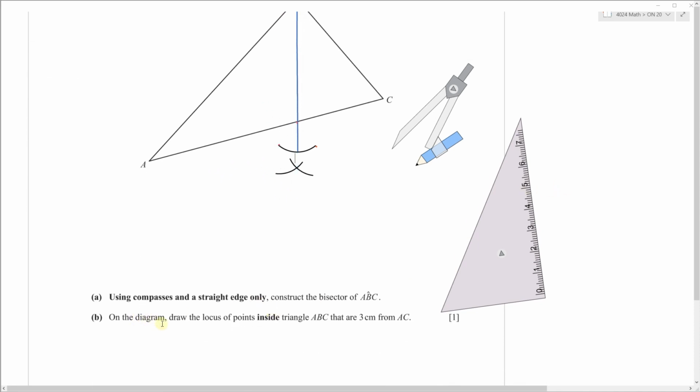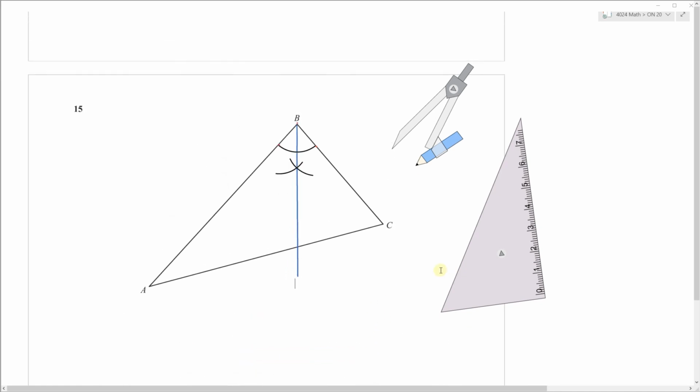The next part is, on the diagram, draw the locus of points inside triangle ABC that are 3 centimeter from AC. So inside triangle ABC and that are 3 centimeter from AC. Points that are 3 centimeter from AC can be on this side, but those will be outside of the triangle. So we have to draw points that are 3 centimeter above this line AC.